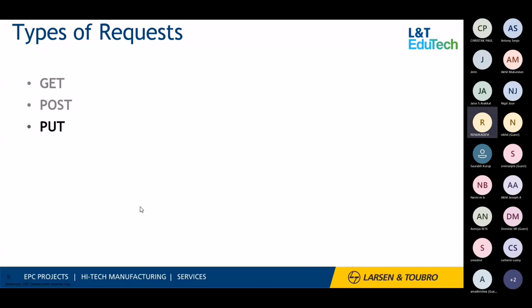Replacing a set of values with another set of values, that we will be calling a PUT request. And then you will have DELETE, which is used to delete a resource identified by the requested URI, that is, the URL. Okay, so these are the types of requests you have over here.